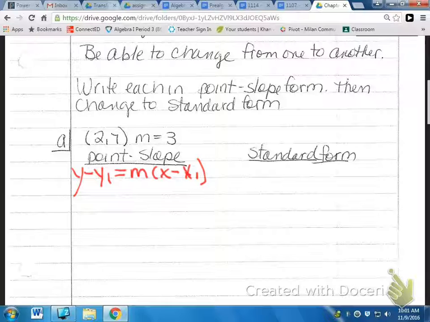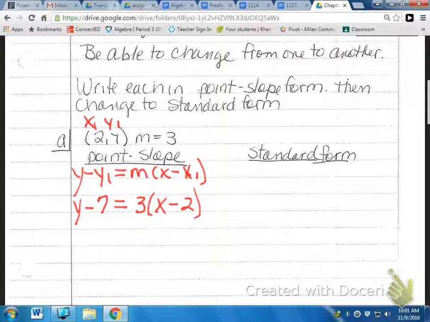That point, if you need to, label it x1, y1. I don't really think most of you will need to, and I'm not requiring it, but if you want to, do it. For your first answer, you literally write y minus, what's y1? 7 equals, what's m? 3 times the quantity x minus 2. And you're done. That's it. That's the first point, first answer. Write it in point-slope form.